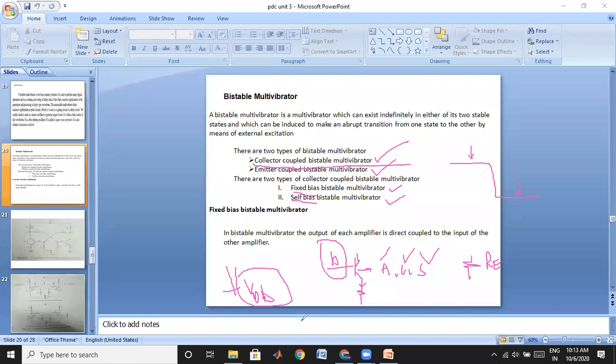Coming to the self bias system, it means we are not applying any voltage. The circuit itself is going to develop the biasing voltage by some special techniques. By placing some resistance in some way, the voltage drop across the resistance is going to be used as a biasing voltage. That we will see in detail while discussing those circuits.